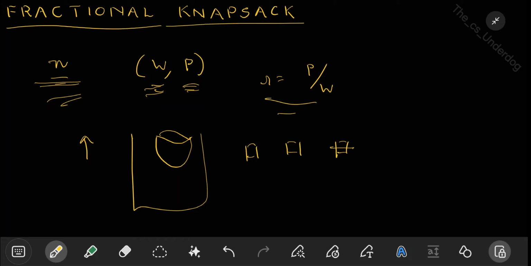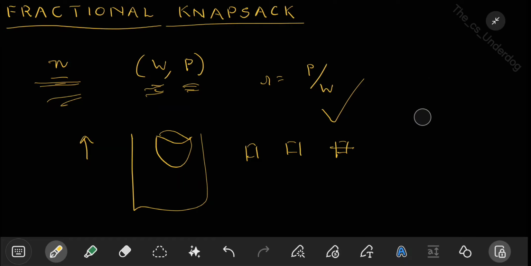So once you get this profit by weight ratio, what should you do? You should greedily choose the item which has the maximum profit by weight ratio, because for this item, even if you take 1 kilogram, it will give you higher profit compared to any other item. This is the greedy approach we are going to follow.